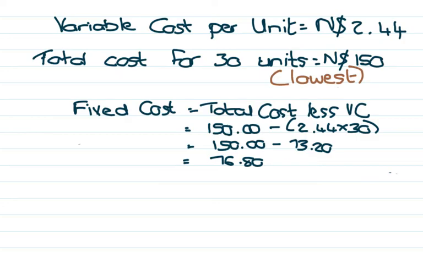Right, so now that we calculated variable cost, we need to calculate the fixed cost. So how do we do this? We are saying that total cost, remember we had a total cost for 30 units, was 150.